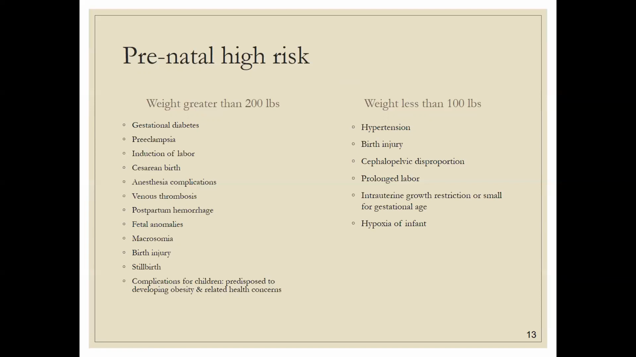Now, for a woman that weighs less than 100 pounds, they're at an increased risk for hypertension, birth injury, cephalopelvic disproportion, prolonged labor, intrauterine growth restriction or small for gestational age, where the baby's really small, and then hypoxia of the infant. So none of those are good.